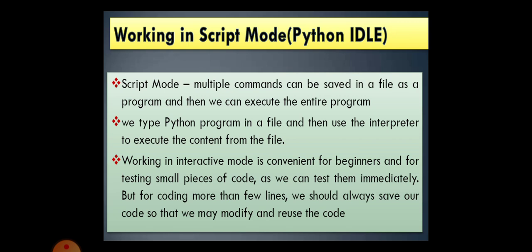We type a Python program in a file and then use the interpreter, that is the language processor, to execute the content from the file. Working in interactive mode is convenient for beginners as you are, for testing small pieces of code, as we can test them immediately. But for coding more than a few lines, we should always save our code so that we may modify and reuse the code again and again. So we need to use script mode if we want to enter more lines in a program.